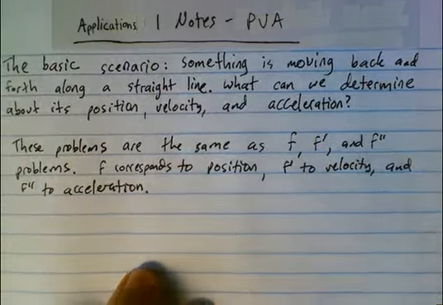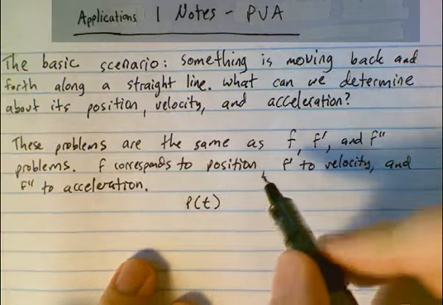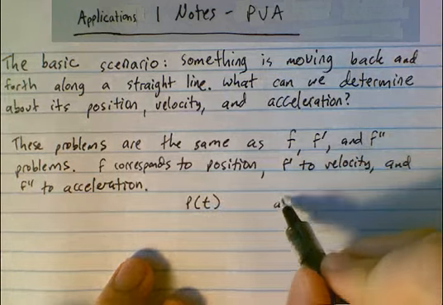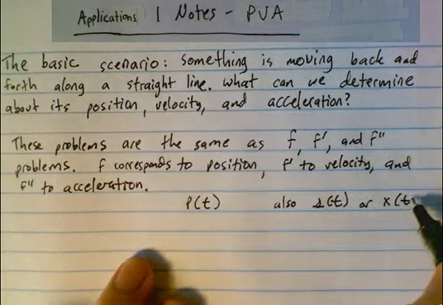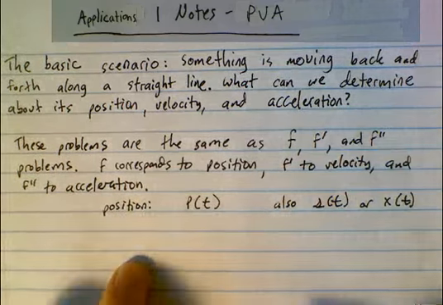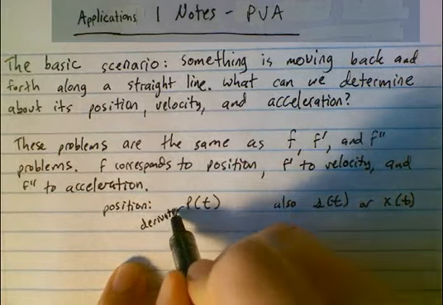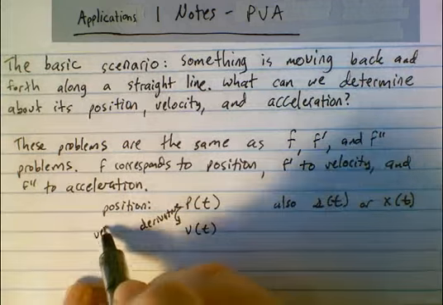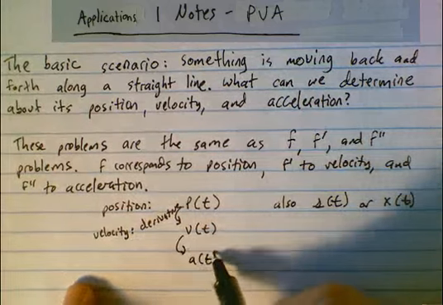So what that means is that if I start off with position with respect to time, incidentally, P of t, for whatever reason, is not very commonly used. This is also written as S of t, don't know why, or x of t. All those are position. The derivative of position is going to be velocity with respect to time, so that's velocity. The derivative of velocity is acceleration.